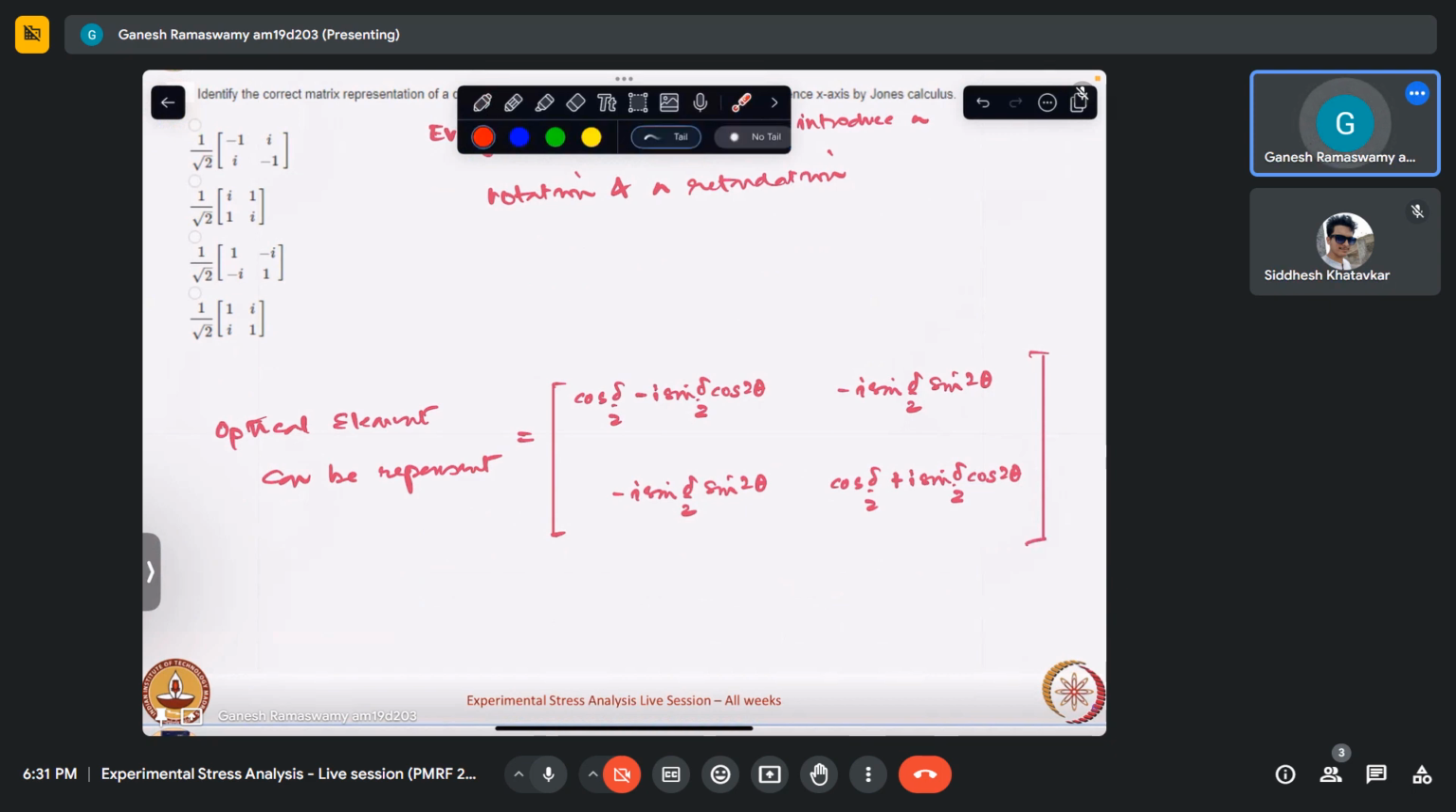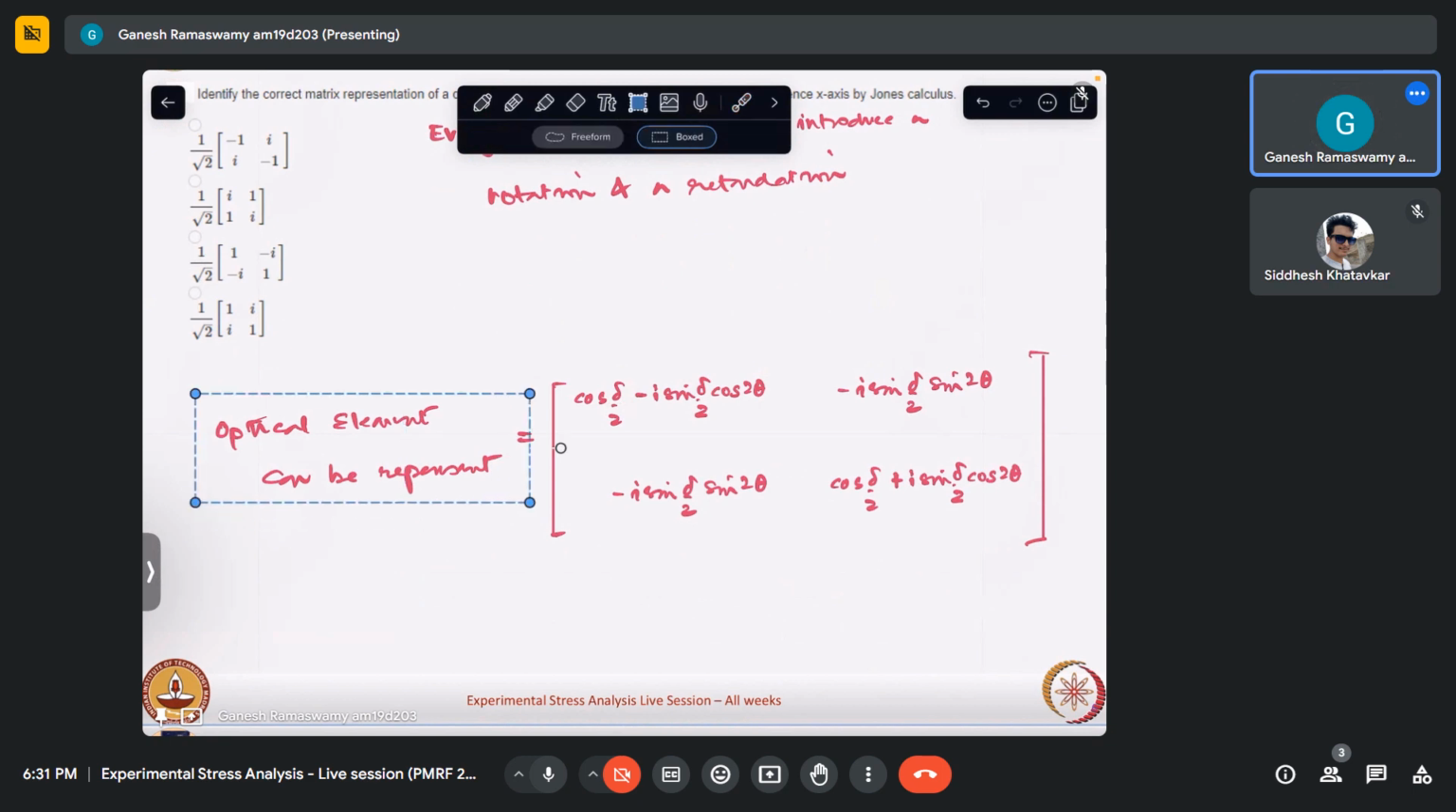So given any optical element, if we know what is the rotation it brings about and the retardation it brings about, we can just plug these values and we will get a matrix that is representative of that optical element. So when we see for transformations, let us say we have a vector like that. If we go on adding transformations to its left by multiplying it with matrices, finally it will give the orientation of the final vector, which is what essentially we are trying to do here.